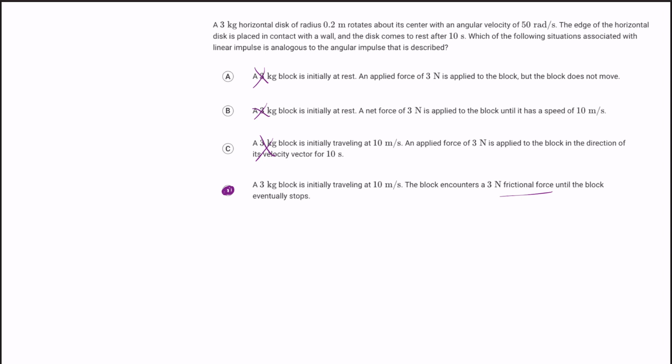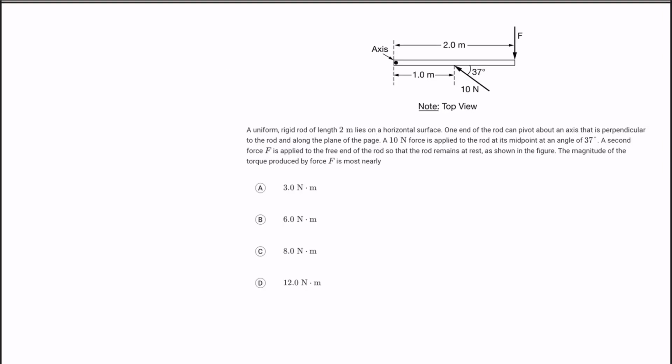Let's move on. All right, so we have a little bit more of a complex figure here, lots of numbers. Let's see if there are some calculations to be done. A uniform rigid rod of length 2 meters lies on a horizontal surface. One end of the rod can pivot about an axis that is perpendicular to the rod and along the plane of the page. All right, so all this is saying is that this rod is attached here to an axis of rotation, and it can pivot clockwise or counterclockwise.